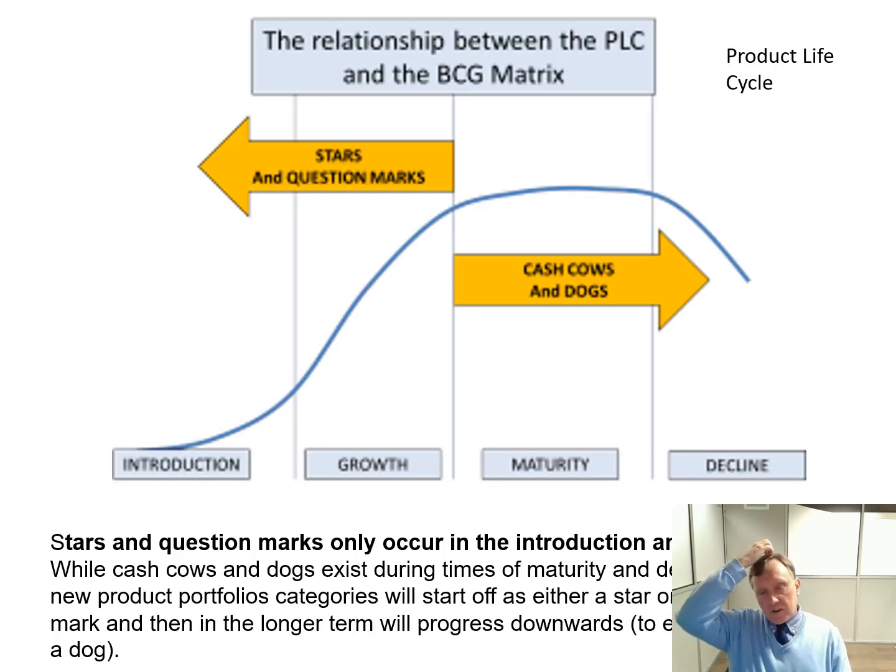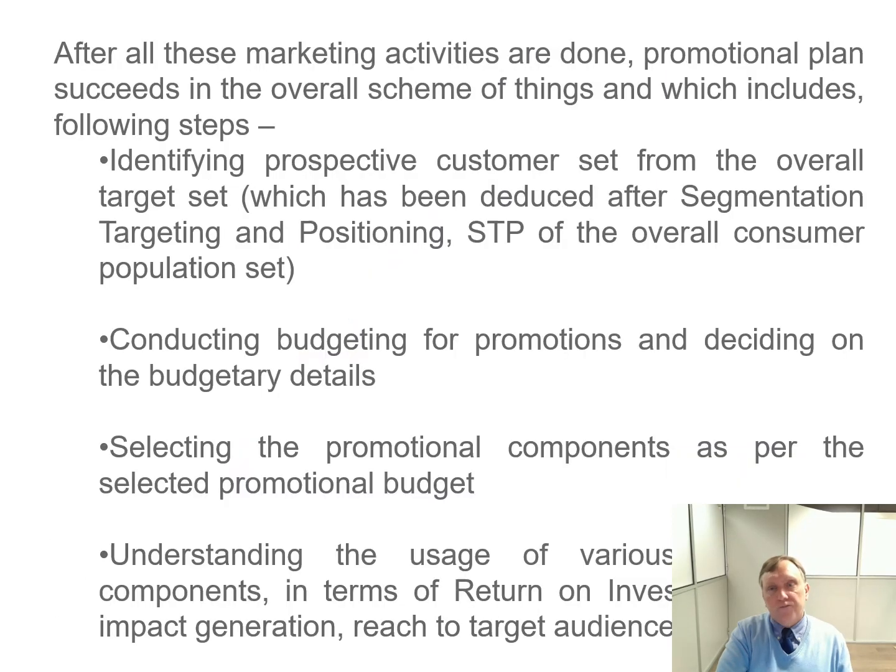Now, stars and question marks only occur in the introductory phase. So while cash cows and dogs exist during times of maturity, we have to consider that new product portfolios will start off either as a star or a question mark, and then in the longer term may progress downwards. So I have to be very careful of this. At the introductory stage, we have the stars and question marks, and then later, as they reach maturity and decline, they maybe stay longer in terms of being a cash cow, and the quicker they decline, they turn into dogs.